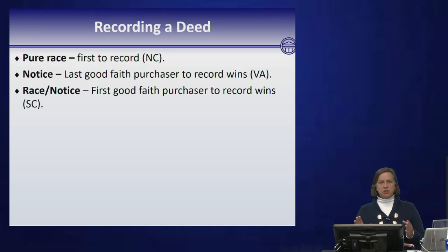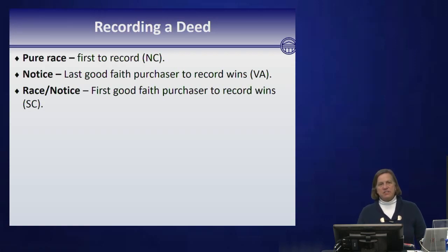So let's say we have unscrupulous seller Al, and Al sells the farm at Clifton to Bob and gives Bob a deed. Al sells the same piece of property to Charlie and gives Charlie a deed. Well, the first person to go running down to the courthouse and record wins in North Carolina, or in a state that has a pure race statute. In other words, the first buyer to record wins.